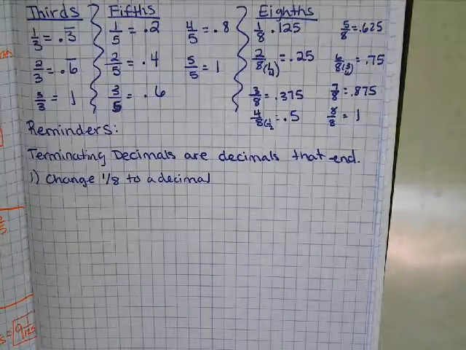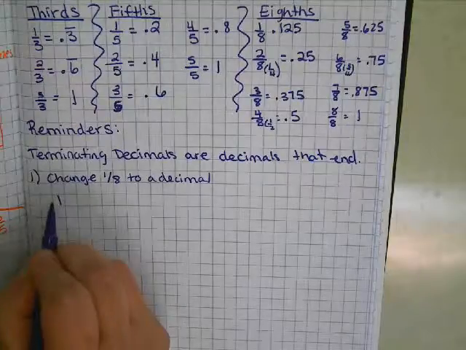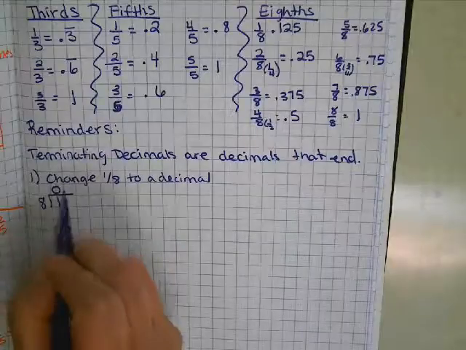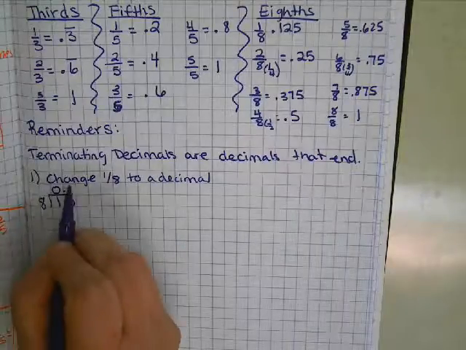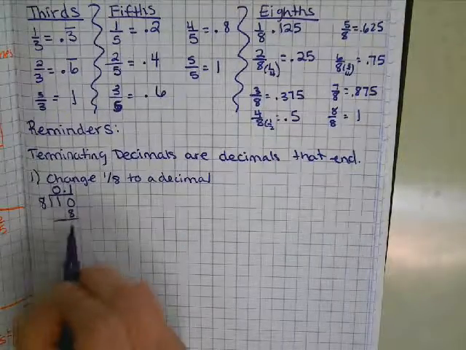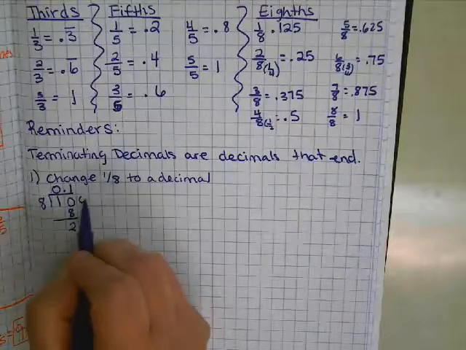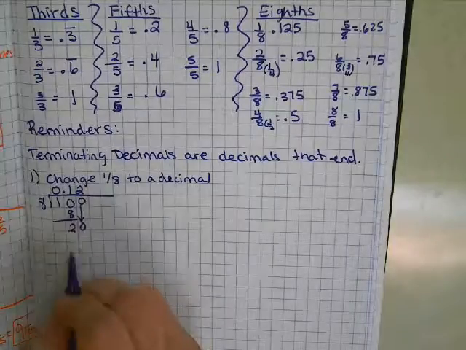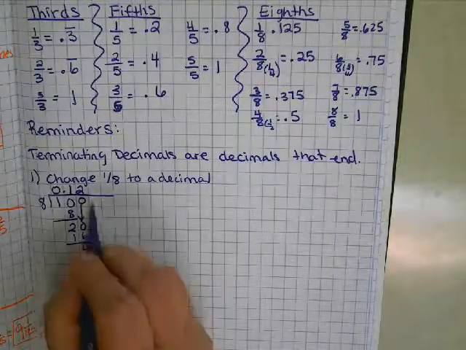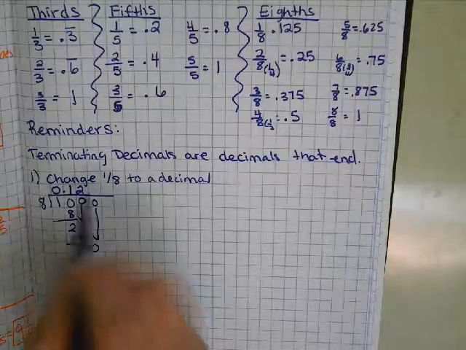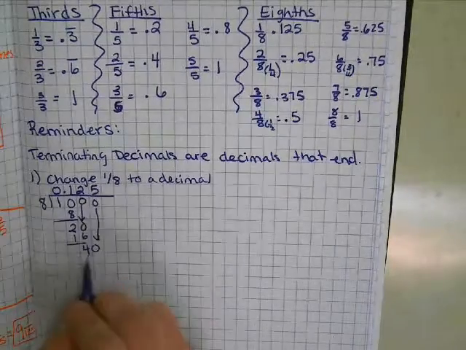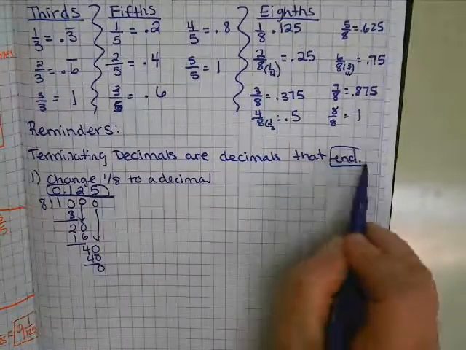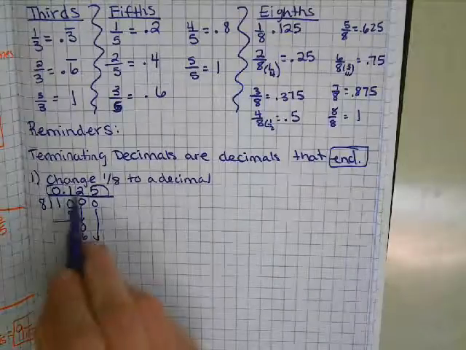So remember, we have to divide the numerator by the denominator. 8 can go into 1 0 times, add a decimal, add a 0. 8 can go into 10 1 time with 2 left over, add a 0. 8 can go into 20 2 times. 2 times 8 is 16 with 4 left over, drop down a 0, and 8 can go into 40 5 times. So a terminating decimal terminates. It ends. So we got 0.125.